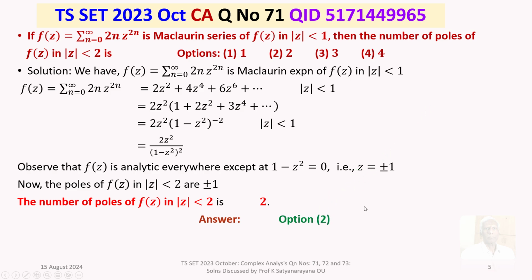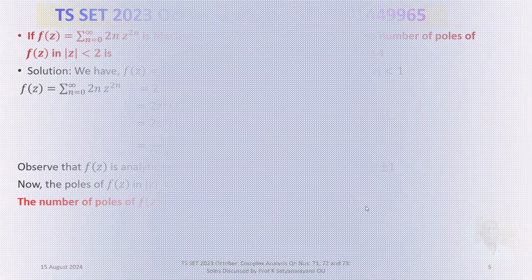This problem is definitely an easy problem, provided you realize that this expansion, 1 plus 2z square plus 3z to the power of 4 plus so on and so forth, is 1 by (1 minus z square) whole square. If you realize that, then it will be a pretty easy question. Let's now move to the next question.